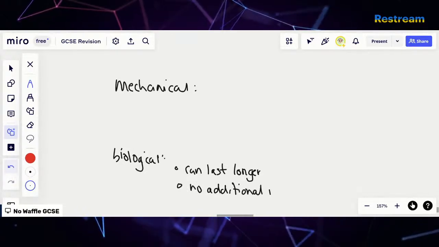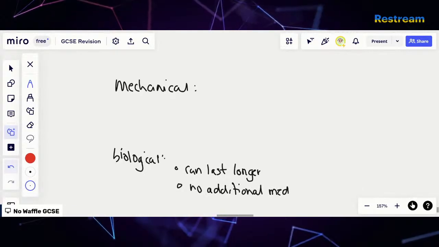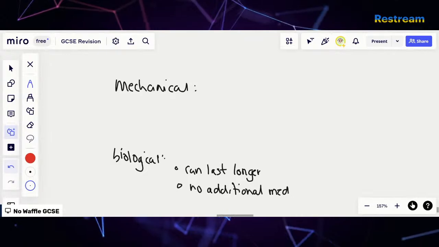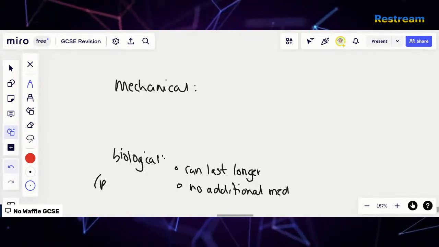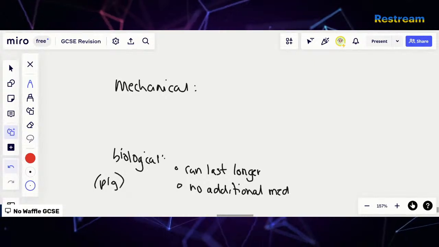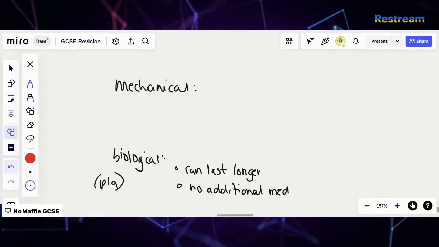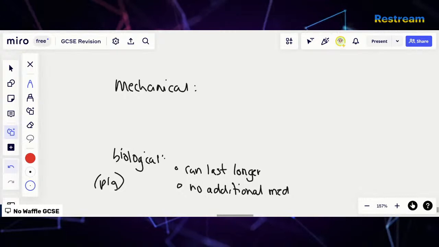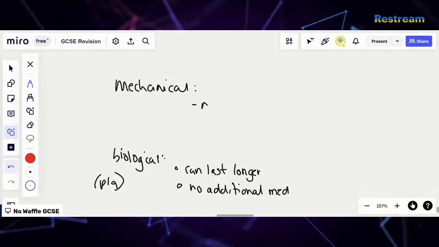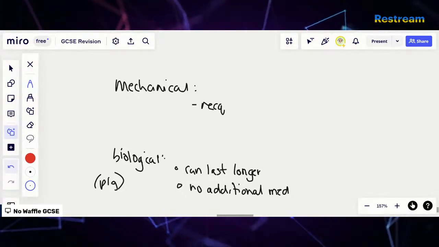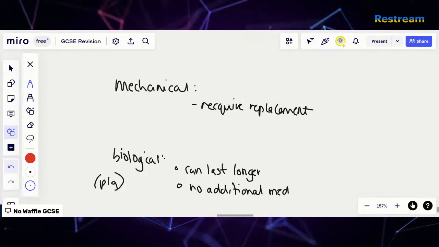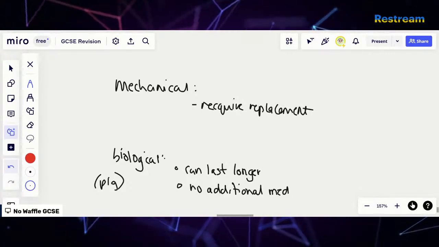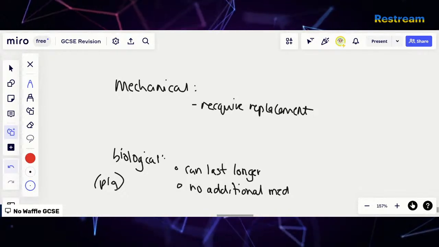The reason why is because your body can more easily get used to biological, for example, like a pig valve, rather than a mechanical one, which is machinery. Mechanical usually has to get replaced. That is true as well. So mechanicals require replacement. Although biological does require replacement as well, mechanical has a shorter lifespan.